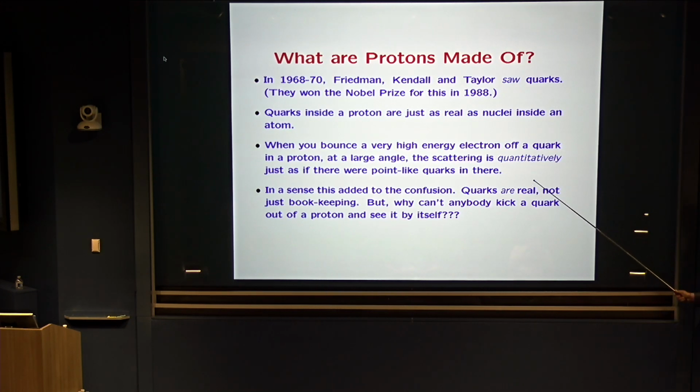Quantitatively, the scattering at large angles is just as it was for Rutherford. But there's a sense in which this added to the confusion. Because if the quarks are real, you can see them in there. They're not just bookkeeping, they're real. I found them, I can see them. But why can't you isolate one all by itself?